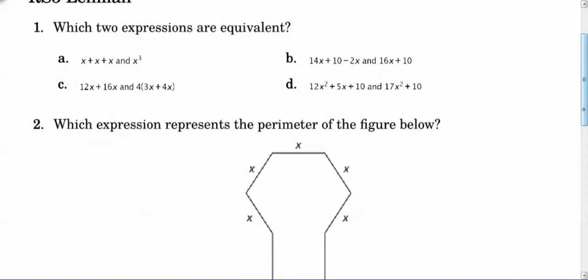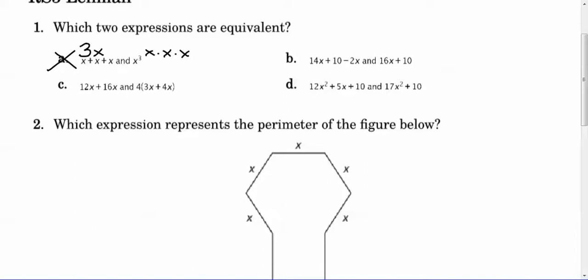So in this first example, we have x plus x and x to the third power, x cubed. This is really playing on the mistake that kids make with coefficients. So x plus x would be written as 3 times x, or 3 copies of x, right? And then x cubed would mean x times x times x. So those are definitely not the same thing.